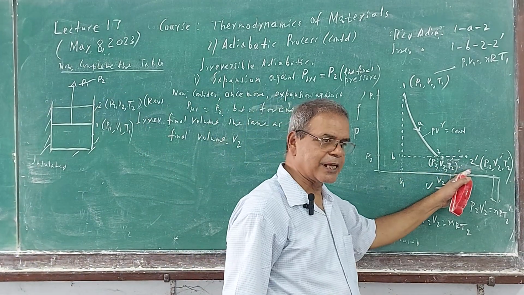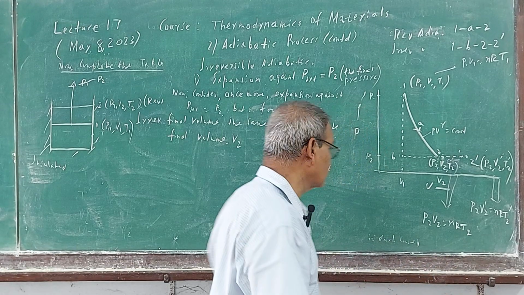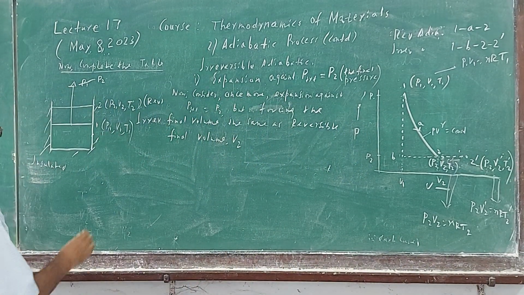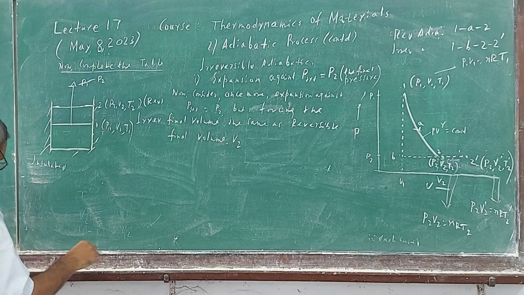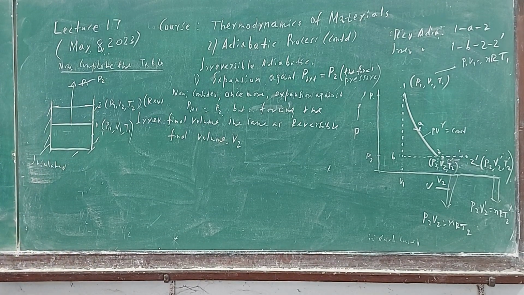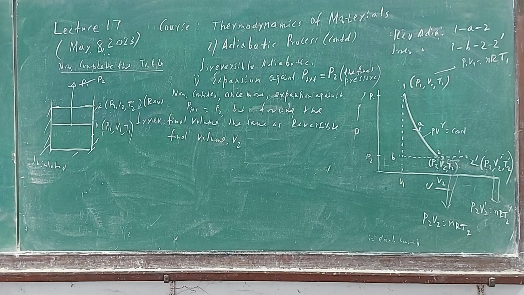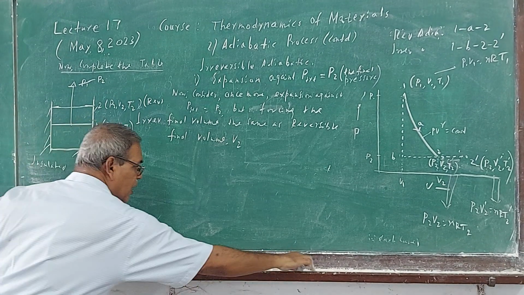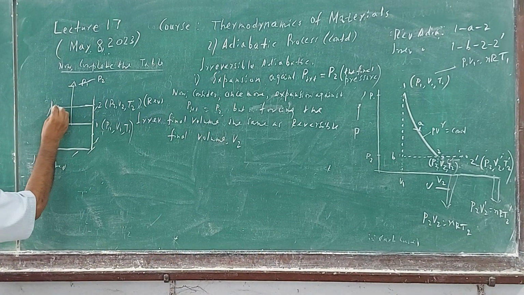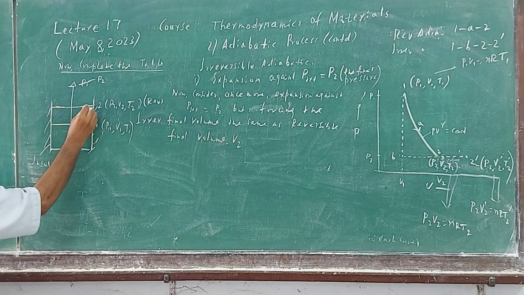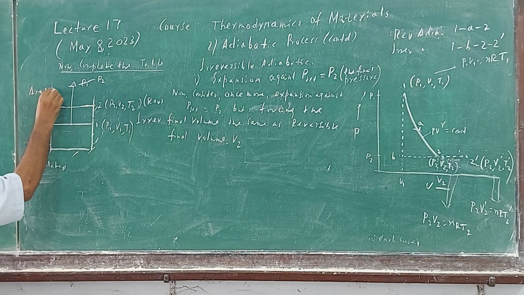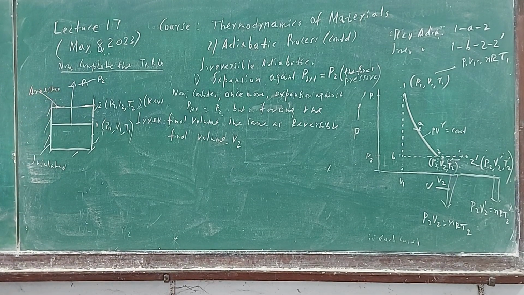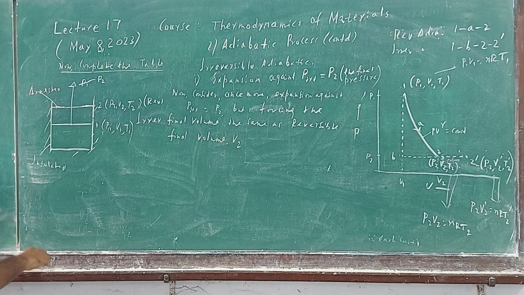But we will not allow this this time. We will allow only V2. So what will happen? We will provide an arrestor here. Arrestor means a volume arrestor that will fix the volume at V2. That is possible. So one way, we have achieved V2.